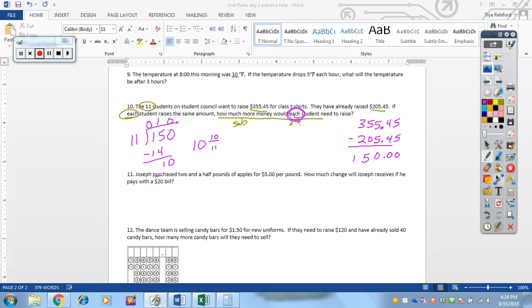Oh, that doesn't make sense. It's money. I can't leave it a fraction. Gosh darn it. I'm so lazy. I was hoping. I'll add a decimal. 9. Make it 99. Looks like I have a repeater. So my students need to raise $10.90.